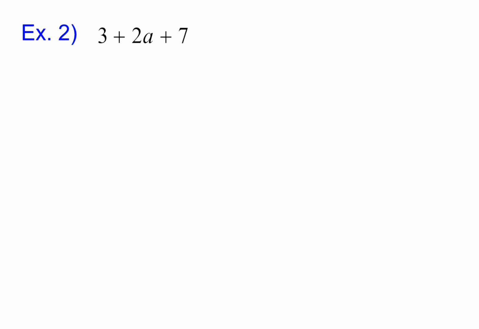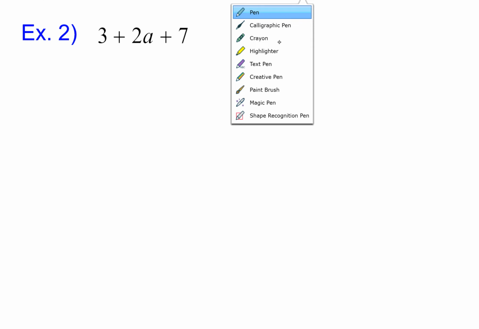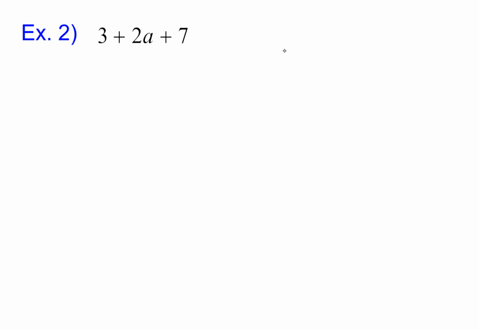Here we have 3 plus 2a plus 7. So I want us to think about which terms are alike. We can pretty much see this 3 and the 7. They are a number by itself. There is nothing else with it. And then we have the 2a, which has that variable as well. So we have two types of terms here. We have numbers that are by themselves, and then we have a number and a variable.